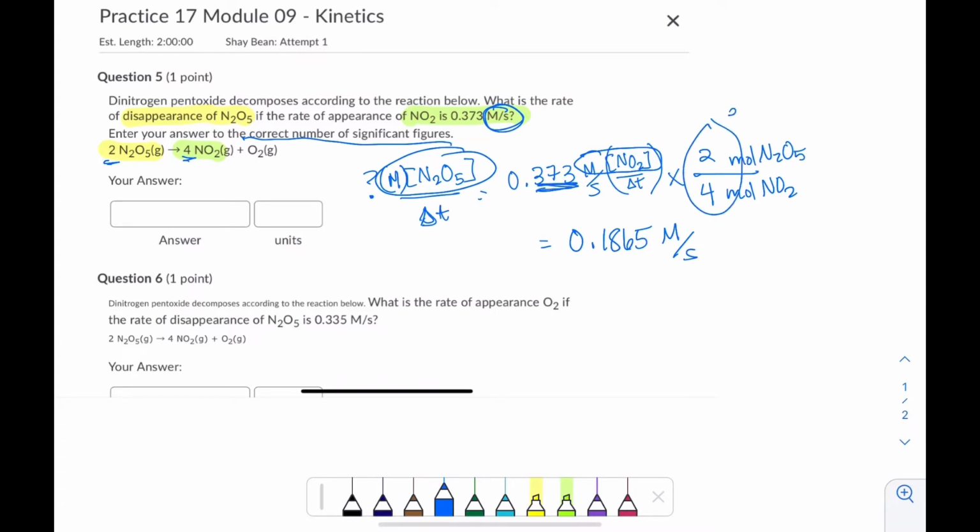Remember that these are exact. These are whole number ratios. They're not rounded. They're exact. So I need to go to 3 sig figs. And so I will type in my answer of 0.187, rounding that 6 to a 7 because of the 5. And it is molarity per second. All right, so that's one problem.